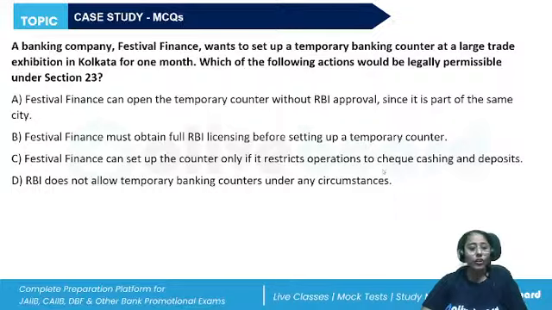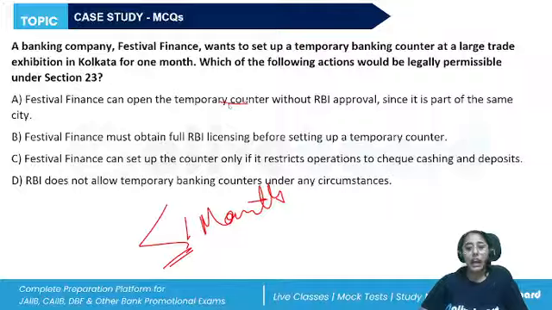Very simple, we have already discussed. If the banking company wants to open a new place of business, they require RBI's permission. But if they are setting up a temporary counter for less than 1 month, then they can do so without RBI approval, right? So without RBI approval, they are allowed to set up this temporary counter.